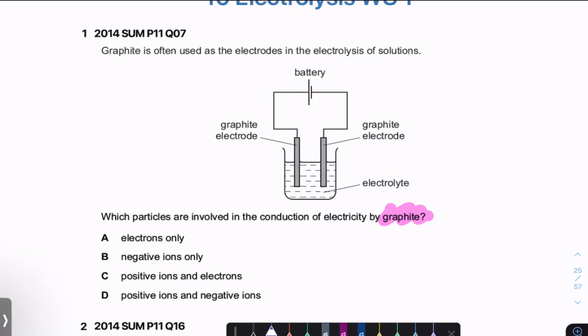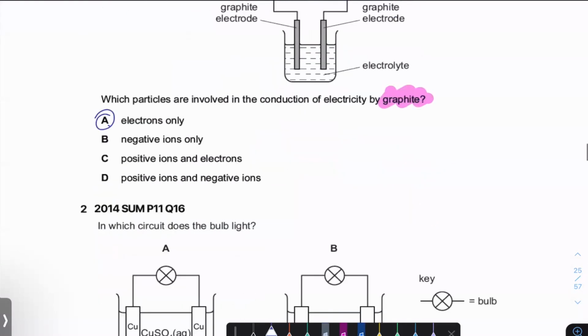So graphite has free electrons, and those are the only thing responsible for conducting electricity. The ions are fixed in place, and they are positive ions, लेकिन वो बिजली conduct नहीं कर सकते.